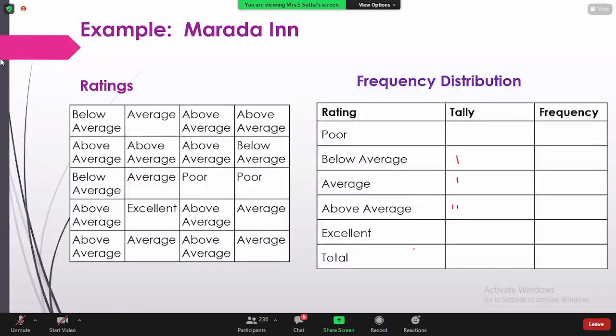So now here we are looking at row by row. We are taking the tally marks by reading each and every observation. So the below average, here one tally mark we put, then average here we put another tally mark. Similarly, row by row, we are moving, right?